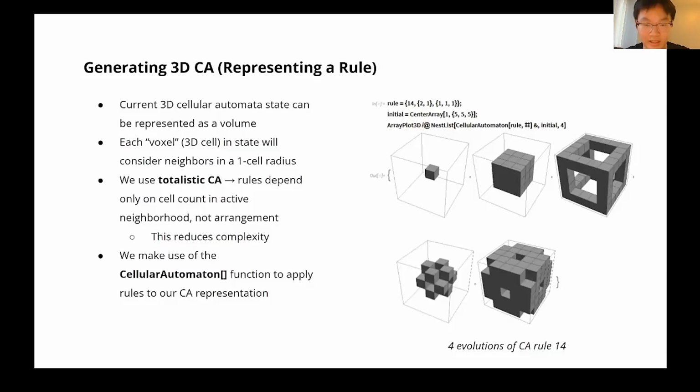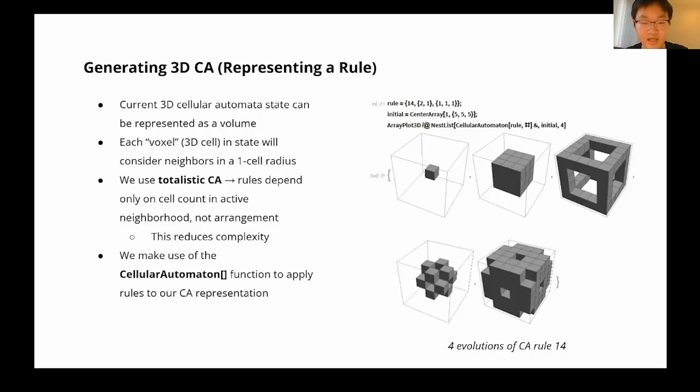So each voxel in our state, which is also just like a 3D cell, we only consider its neighbors in a 1 cell radius, which is a rule that we use because in other 3D cellular automata, you can also do the radius with 2 or even more. But in our program, we only use the 1 cell radius. And we also use totalistic cellular automata, which is a rule that depends on only the cell count in the active neighborhood, but not the arrangement.